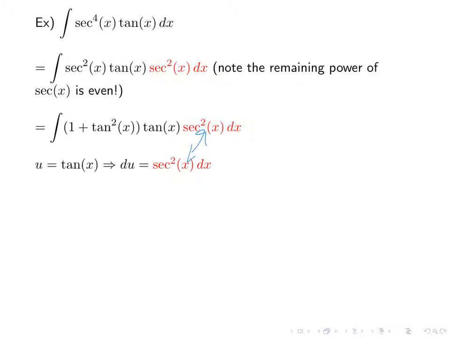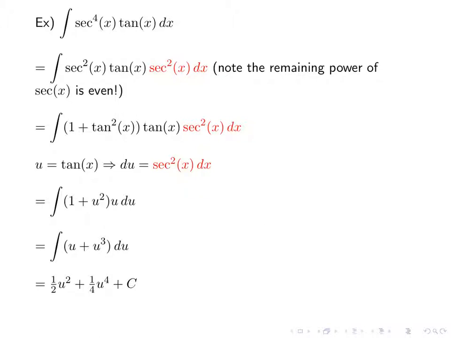So again, the whole idea of integration is to think backwards from differentiation. And then I start with my u substitution. 1 plus tangent squared is 1 plus u squared. Tangent is u. Secant squared x dx is du. Distribute the u. Integrate. Replace back what u is. So again, we end up with these different polynomials, either in the form of secant or in the form of tangent.